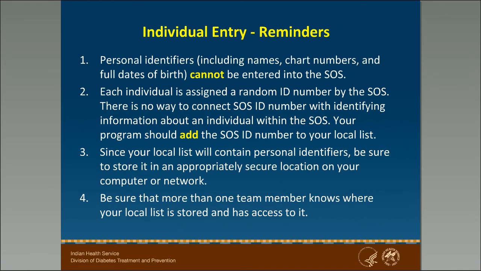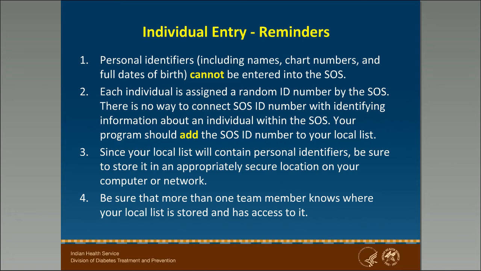So some reminders for those that choose to use individual entry. As I mentioned, the personal identifiers, names, chart numbers, full dates of birth cannot be entered into the SOS. We only ask for the month of birth, year of birth, and gender. Each individual is assigned a random ID number, and if you look in the SOS, it's called the participant identifier by the SOS. There's no way to connect the SOS ID number with the identifying information about the individual within the SOS. So you want to make sure you have that separate system to identify those individuals.